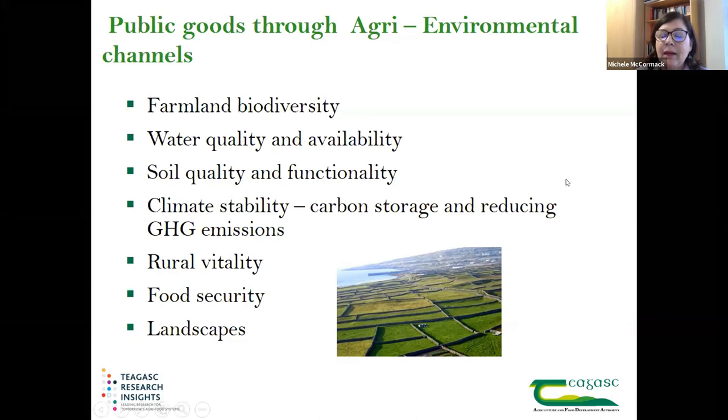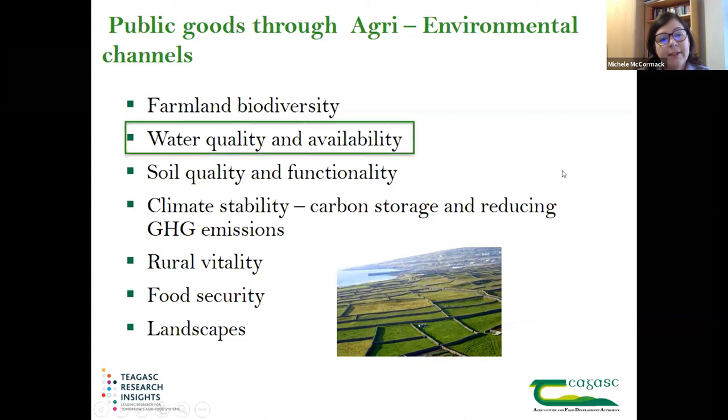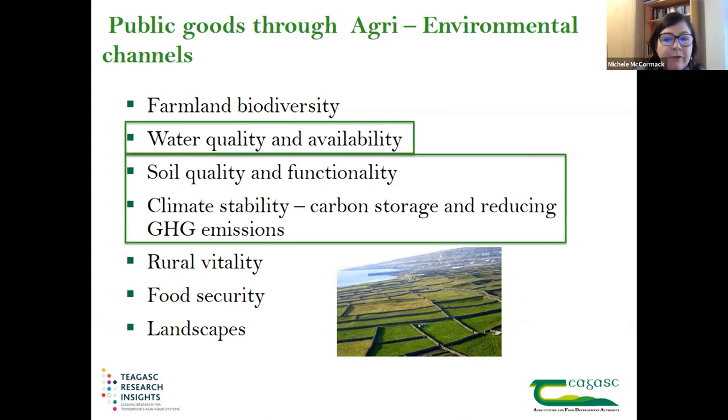Within the Agricultural Catchments Program, it was set up in the beginning to look at the effects of agriculture on nitrates, under the Nitrates Directive. So our main focus for many years was on water quality and availability. But we have expanded: we have a soil scientist and a hydrochemist, and we've been adding a gaseous emissions element to the program going forward. The public goods provided through improving water quality are things like public health and well-being.